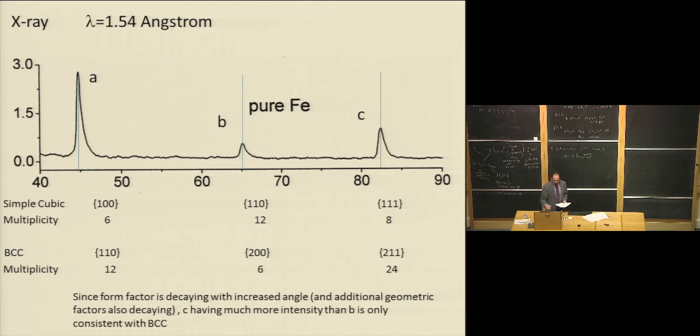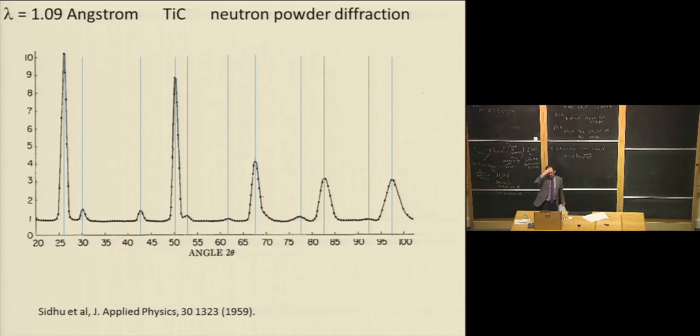All right, so let's do one more example. This is the example of neutron scattering. Neutron scattering is very similar to X-ray scattering, but it's a little simpler because the form factor is just a constant. It's just the nuclear scattering length. It's not a function of G.